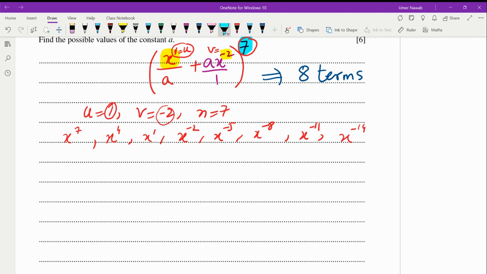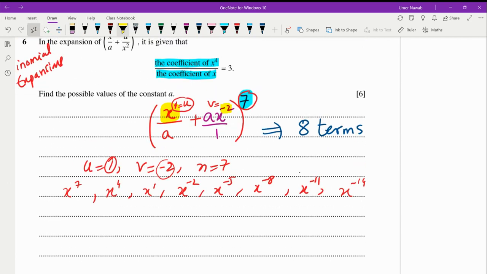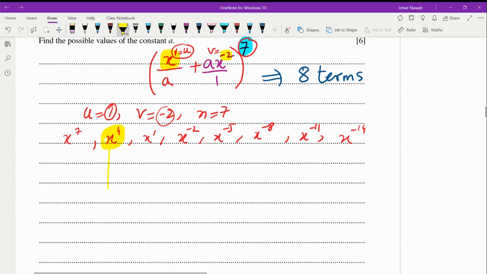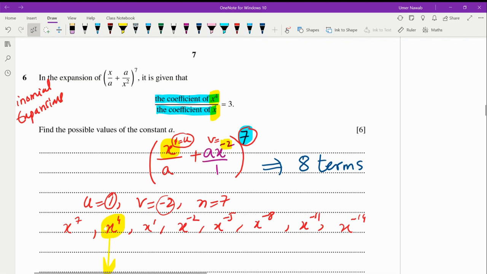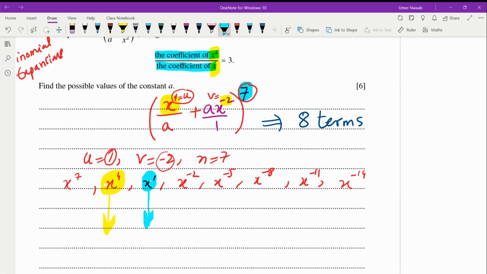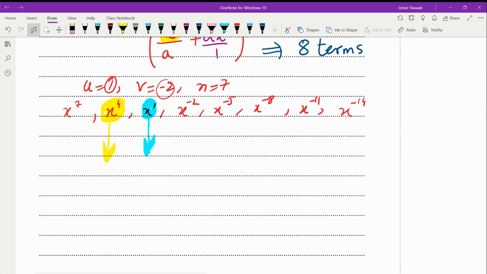Am I interested in all the terms? No, no, no. I am interested only in the coefficient of x^4 and the coefficient of x. The second term will give me the coefficient of x^4, and the third term will give me the coefficient of just x.